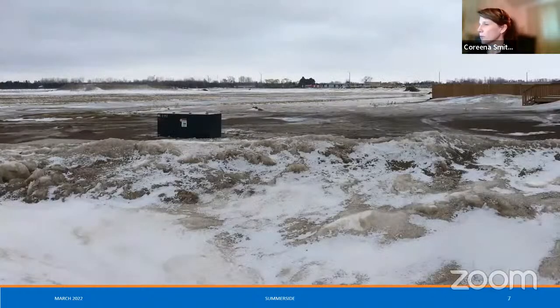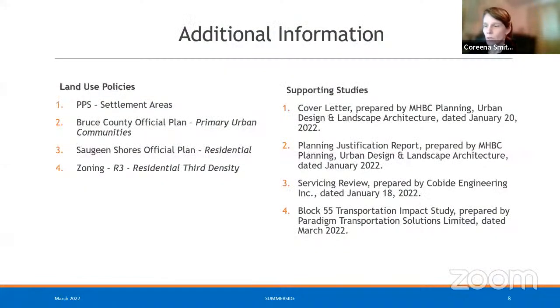And this particular photo is taken from Bruce Street. You can see some of the fencing of the single family homes just to the side of that photo. And this is looking towards Concession 10. So with respect to this particular proposal, we did look at several matters when preparing our report.